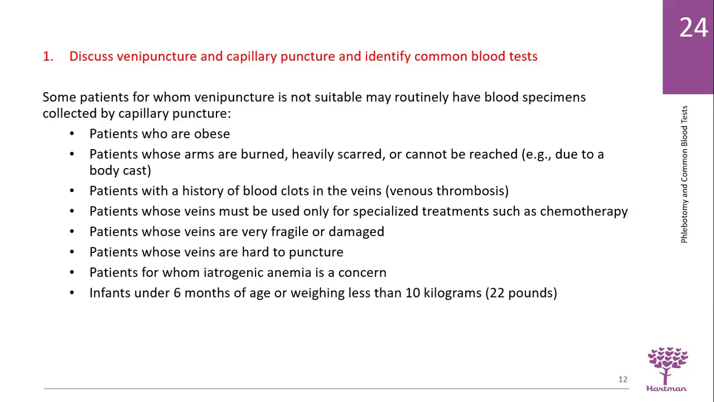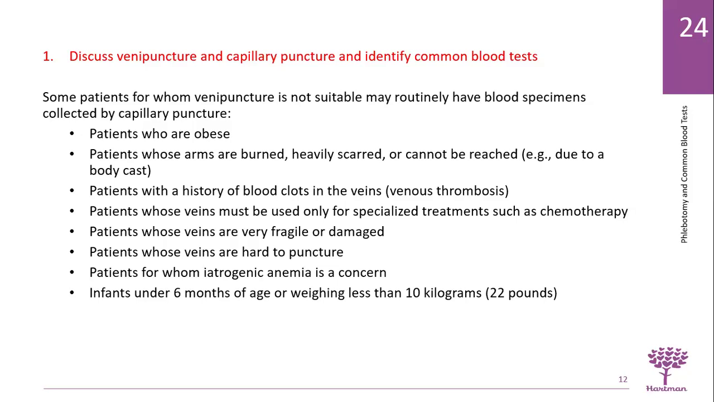Here are the patients whose veins sometimes aren't suitable. It may be an obese patient. It may be a patient who's been burned, heavily scarred, and cannot be reached. Patients with a history of blood clots in the vein. Patients whose veins may be used only for specialized treatments, such as chemotherapy. These are our cancer patients. Patients whose veins are very fragile or damaged. Patients whose veins are hard to puncture.